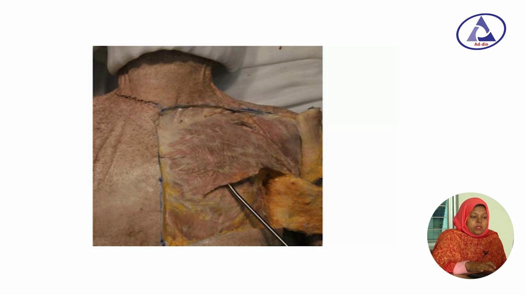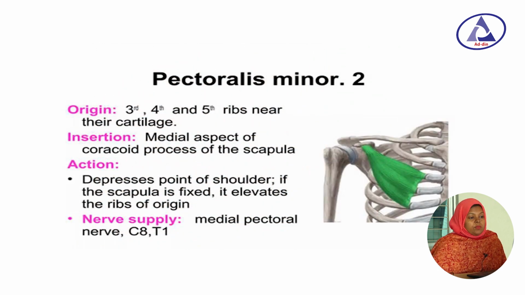Here is a picture showing the dissection of the body with the pectoralis major muscle. Now we come to the pectoralis minor muscle. It originates from the 3rd, 4th and 5th ribs near their cartilages, that means the costochondral junction. Insertion: the medial aspect of the coracoid process of the scapula.